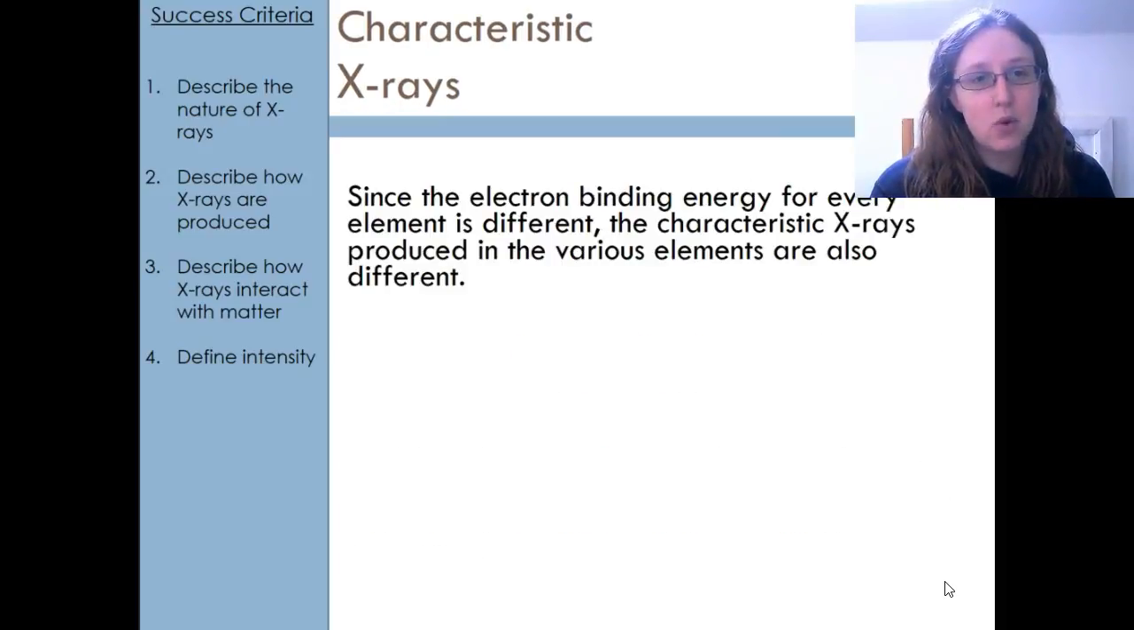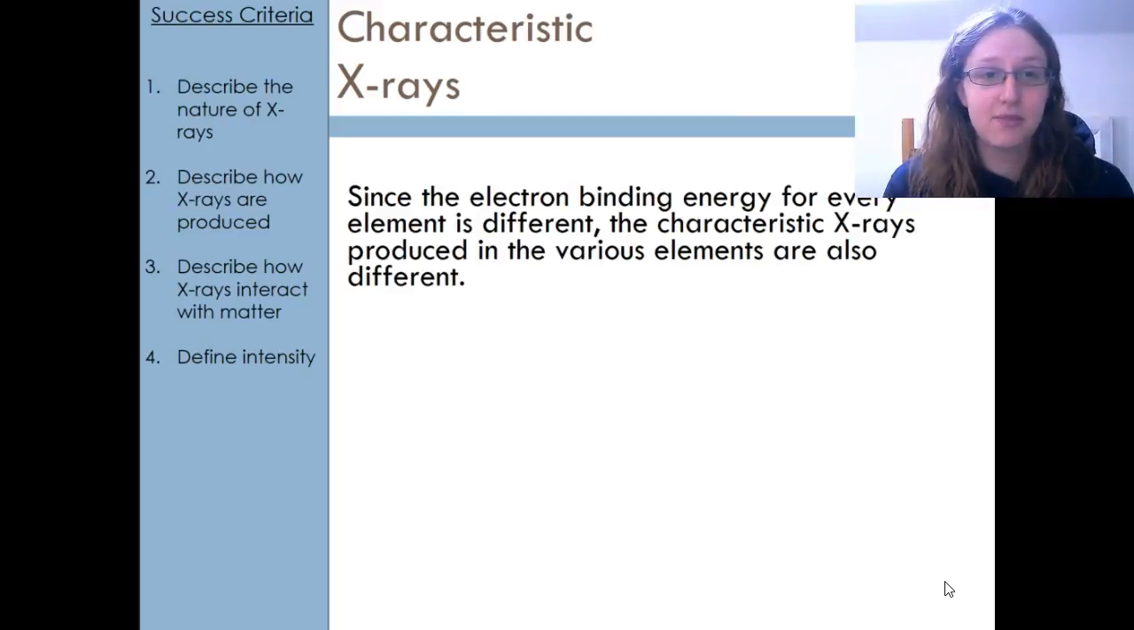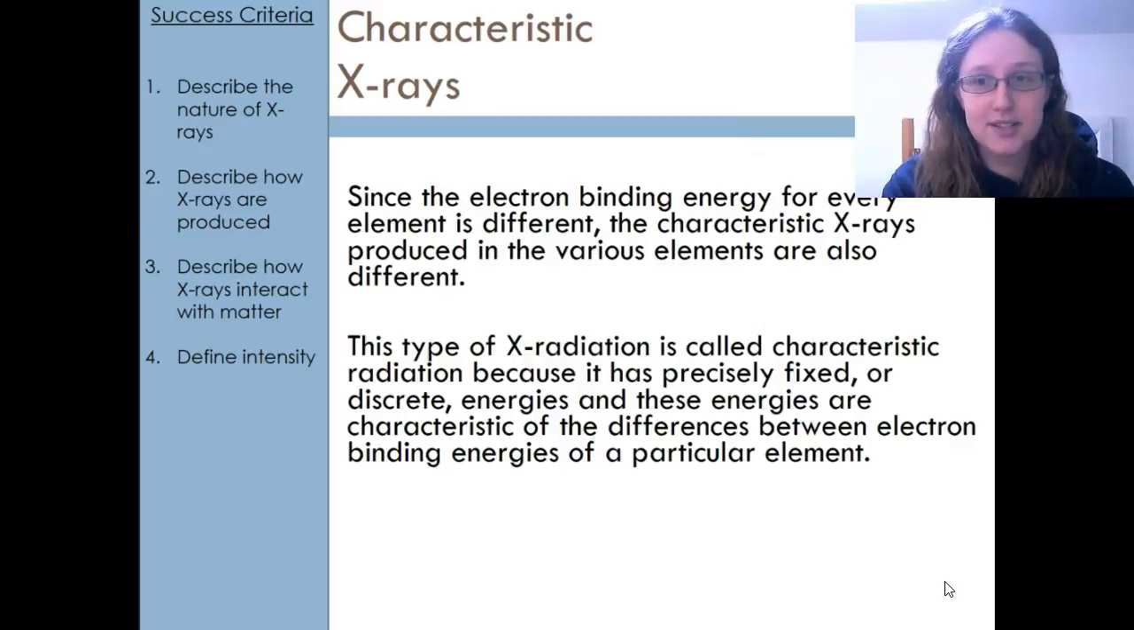Now, these are called characteristic because they are based on the binding energy for every element, so based on the energy levels. And the characteristic X-ray will be specific to the element that I use in my metal target, because the energy levels are specific to those metal targets, which is why it's called characteristic. Whereas with bremsstrahlung, we've got the range of X-ray energies. With characteristic, they're very fixed, very discrete. We just get these big peaks of energy that we get out.